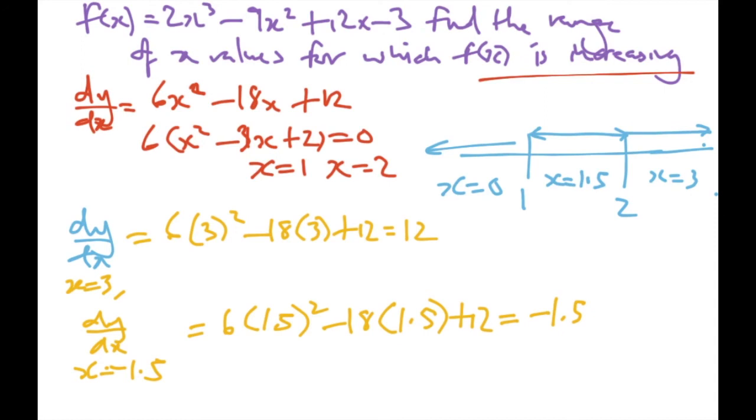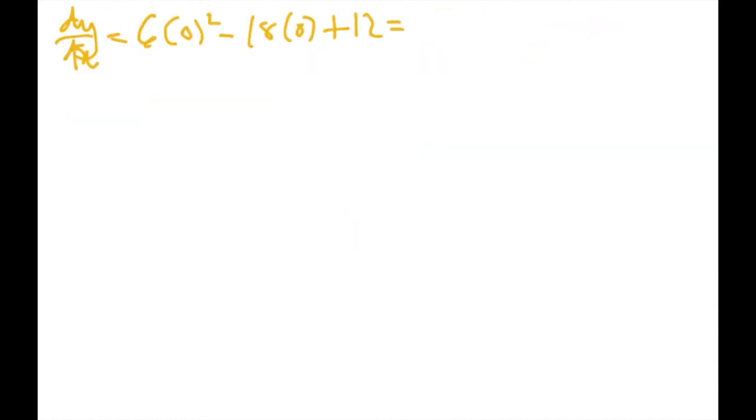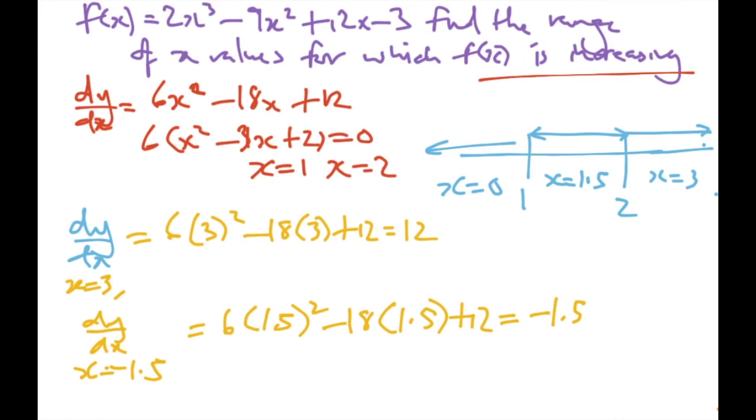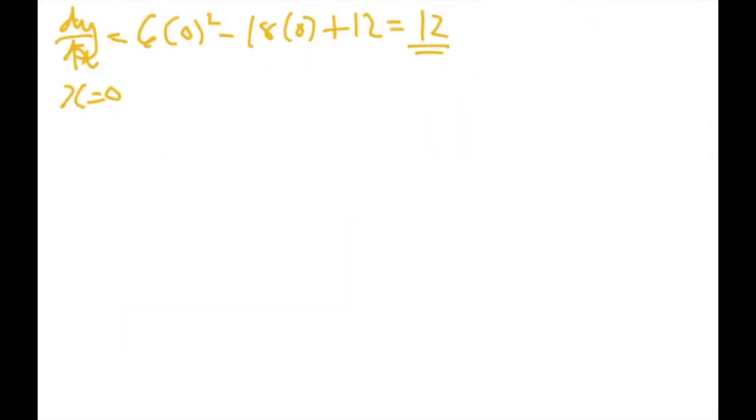And lastly, when x equals 0, what do you get? That's 0 minus 18 times 0, which is 0, plus 12, and it is another positive value. So from here we can see that the gradient is positive when it is more than 2 and also when it is less than 1. So from here I can find out the range. The range is x is less than 1 and x is greater than 2.